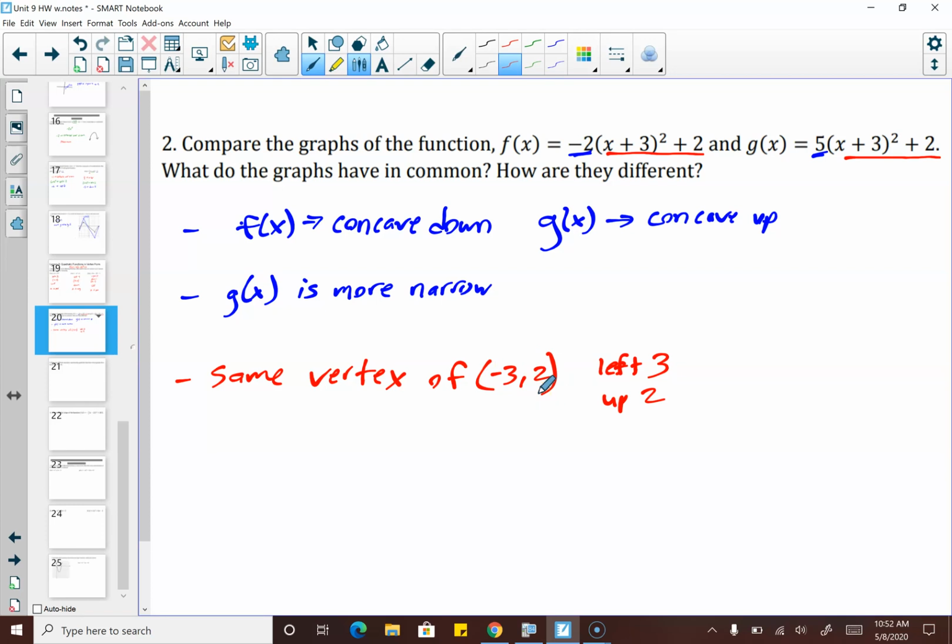So they both have the same vertex of -3, 2. So what do they have different? They have different concaves, so one's up, one's down, and one is more narrow than the other. But what do they have in common? They share the same vertex at -3, 2.